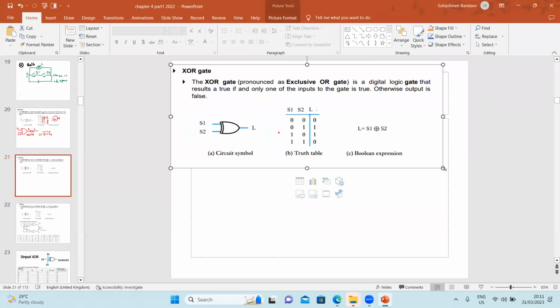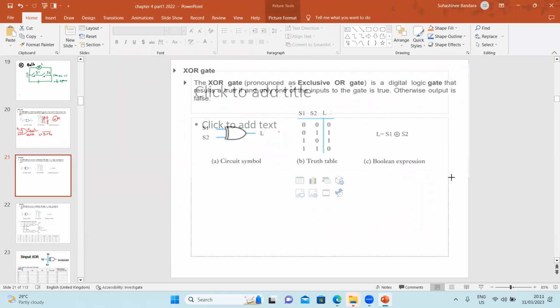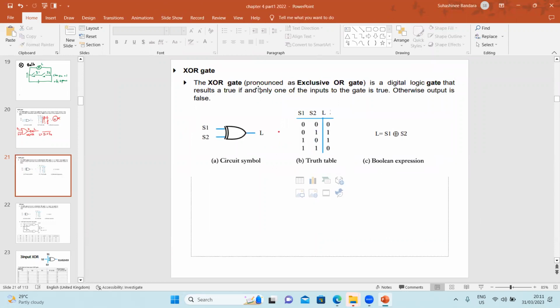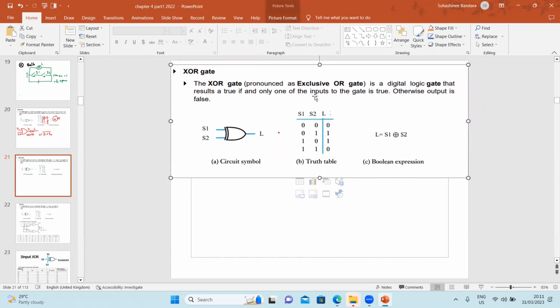Next one is XOR gate. It was not there in the O level. This is for the A level. XOR gate is pronounced as exclusive OR. Just look at the exclusive OR gate. It is a digital logic gate that results true if and only if one input is true, otherwise output is false.